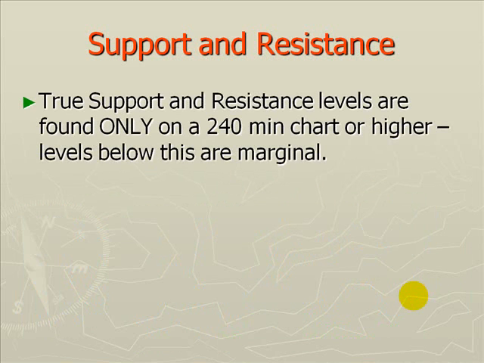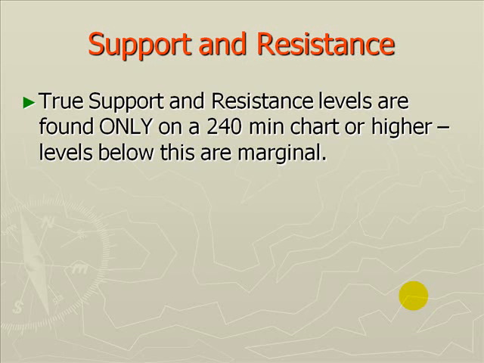So, true support and resistance levels are found only on a 240-minute chart or higher. Many big traders use day charts, but the targets are so far apart on a day chart that it's not really relevant for us as day traders. A lot of other people use support and resistance on a 60-minute chart. Those are marginal at best. They're blown through all the time.